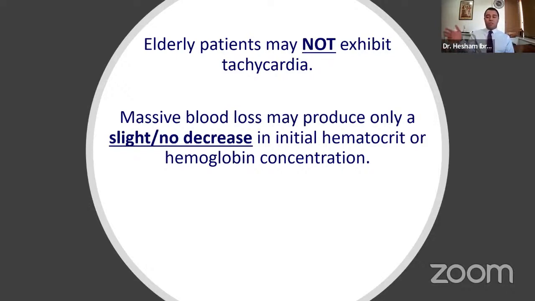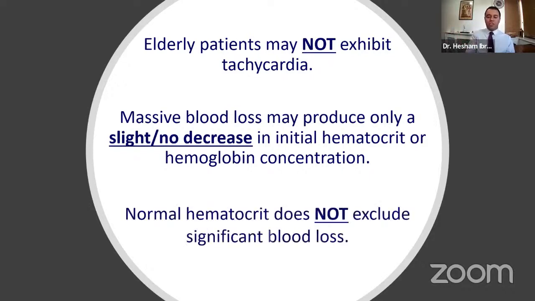Then the body will try to correct itself during the shock state and will not be able to produce hemoglobin, but will be able to produce some plasma, and you will start giving some fluids, and that will dilute the remaining hemoglobin. So the drop in the hemoglobin and the hematocrit will happen late in trauma, will not happen early. So do not be falsely reassured by having a normal hematocrit in a shocked trauma patient.